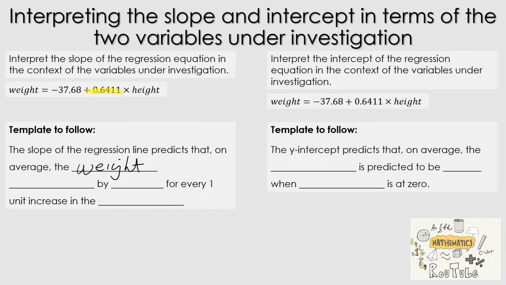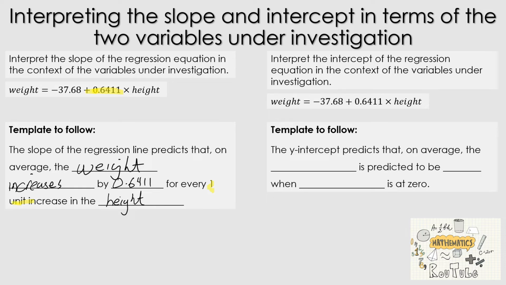Now the second gap after weight depends on the gradient, because the gradient or the slope can be positive or negative. That's why I highlighted the positive sign before. So after weight, it's going to be increases. The weight increases. If the slope was negative, then where I wrote increases, it would be decreases. So the weight increases by the b value, which is the slope value, 0.6411, for every 1 unit increase in the height, which is our EV. Where I've written 1 unit, that's really important.